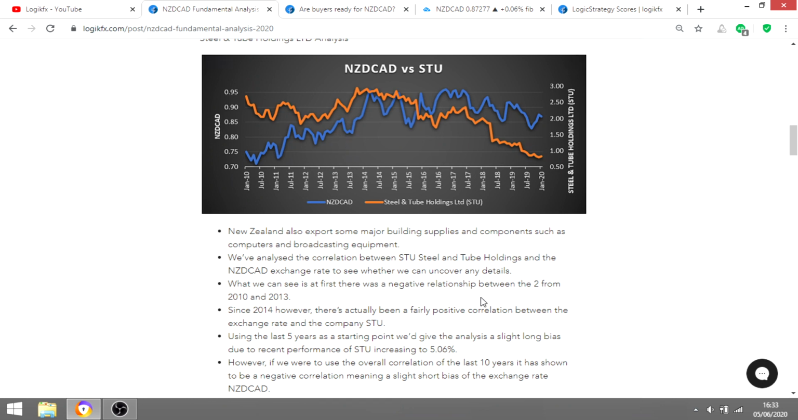But over the last 5 years as a starting point, we've given the analysis a slightly long bias due to the recent performance of the Steel Tube Holdings increasing by 5%. And that is because, very recently, they seem to be following each other. So NZD CAD since, let's say, the end of 2016, start of 2017, they've kind of been following each other. As the NZD CAD exchange rate goes down, the Steel Tube Holdings company has been going down in returns too. So that's an interesting relationship there.